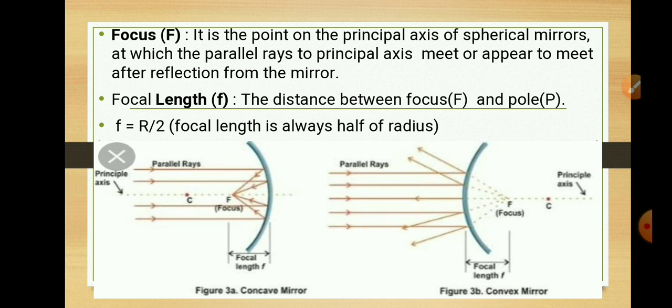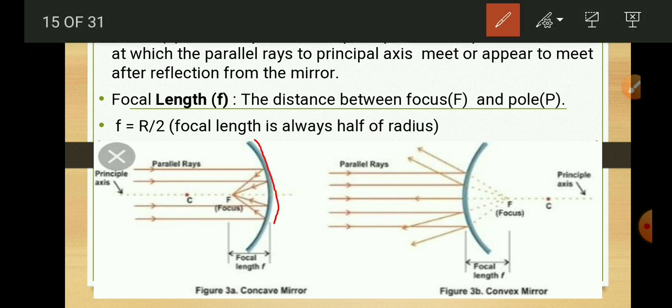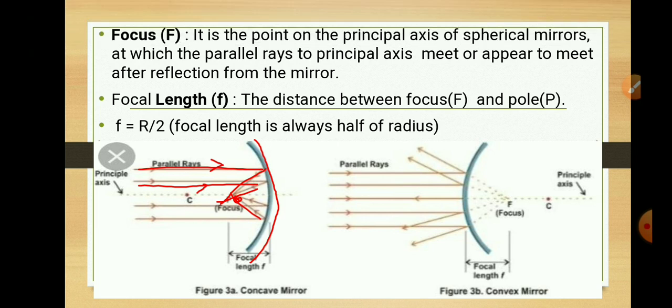Next point is principal focus. It is the point on the principal axis of a spherical mirror at which rays parallel to the principal axis meet or appear to meet after reflection from the mirror. We can see in this diagram both concave and convex mirrors. In this concave mirror, when rays parallel to the principal axis are incident on the concave mirror, after reflection they meet at a certain point, and that point is called the principal focus of the concave mirror.